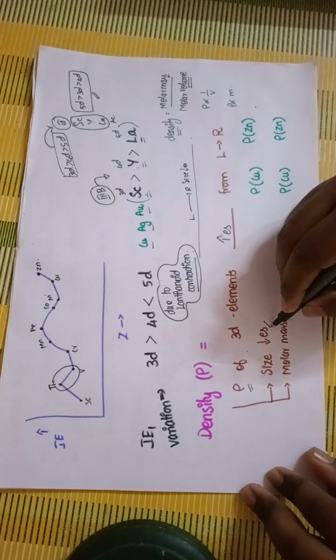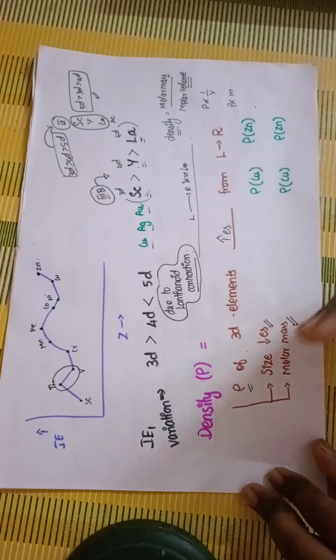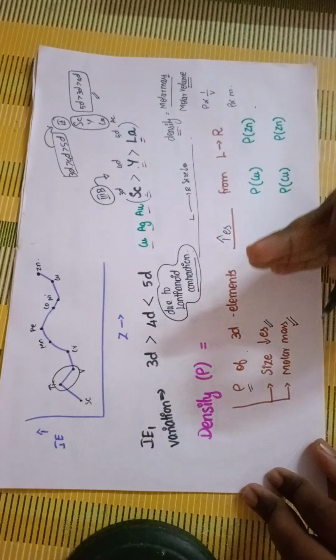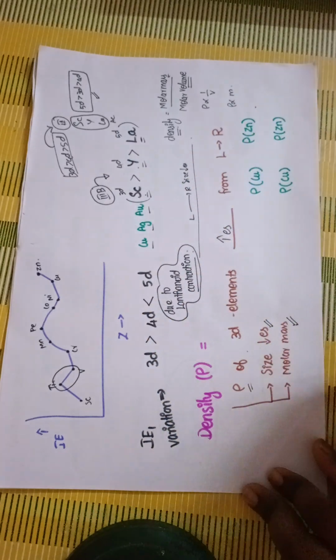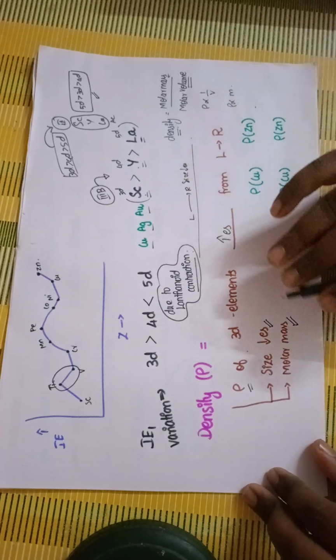Because size decreases and, absolutely, molar mass increases from one element to the next. Scandium, titanium, vanadium: from one element to the next, mass increases. Okay, this is the general trend.